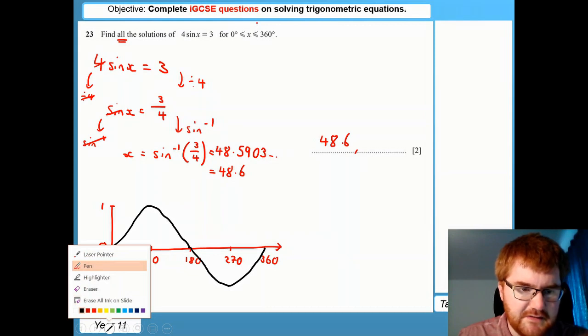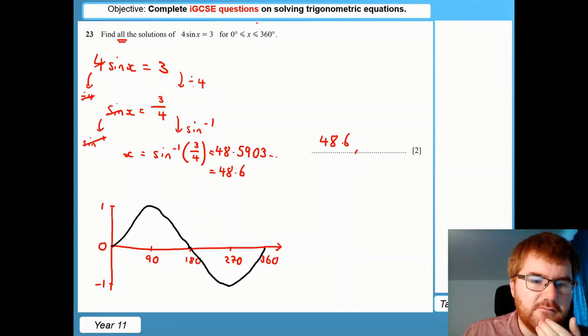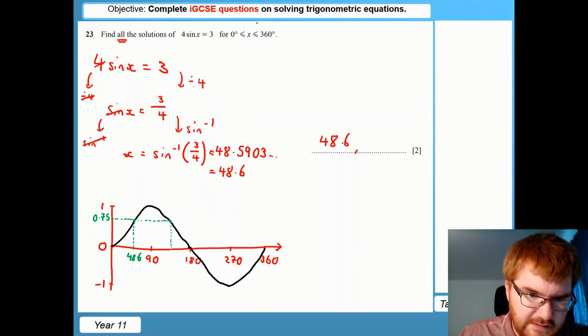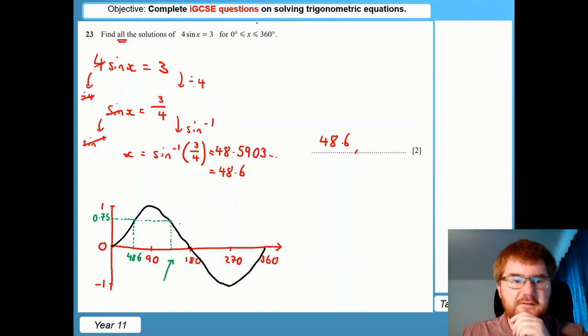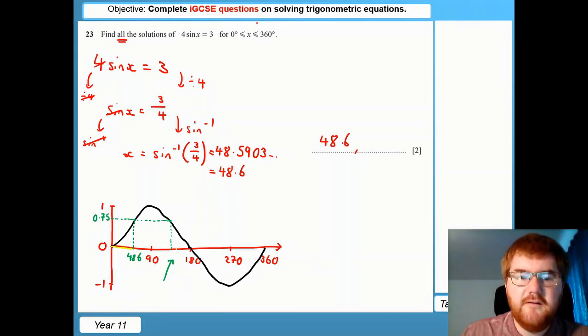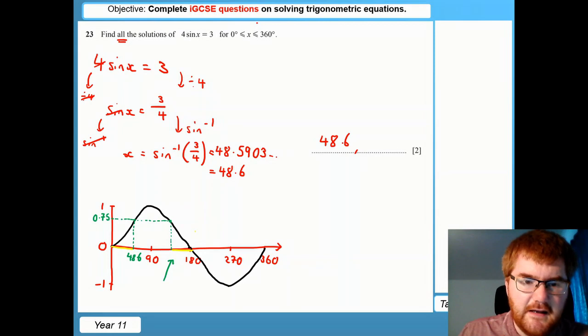So let's do this in a different color, so you can see what's going on. Let's do it in green. So it's going to be roughly about here. Again, doesn't matter exactly where it is. So this is 48.6. And this is 0.75. And notice our second solution here is over the other side. So it's over here, like so. So this is what we're looking for here to find the other solution. And again, I want to bring your attention to that this length here, because of the symmetry of the graph, is the same as this length here.